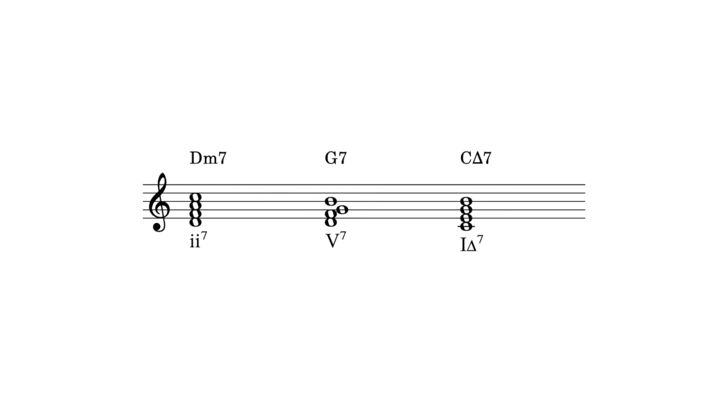Let's use a basic 2-5-1 in C major as an example. This is clearly based on the fifth cycle. Now, let's borrow a chord. We'll turn the D minor into D minor 7 flat 5, taken from C harmonic minor. A common move in jazz.